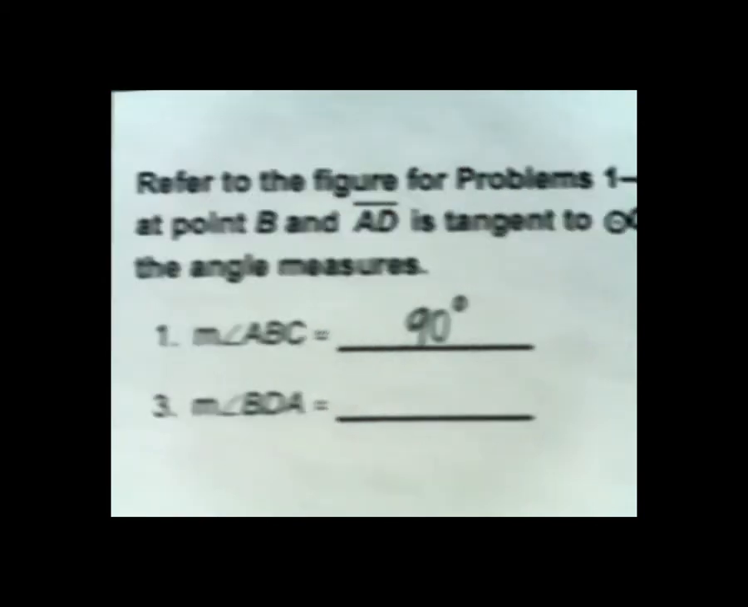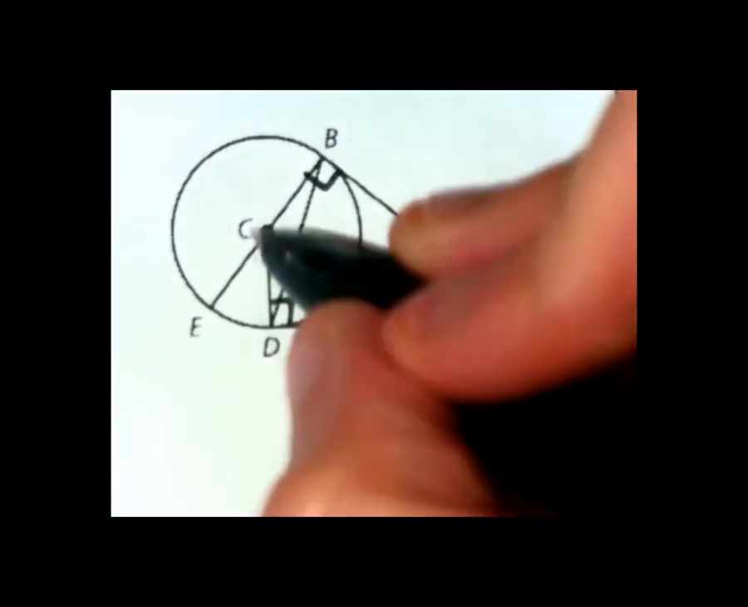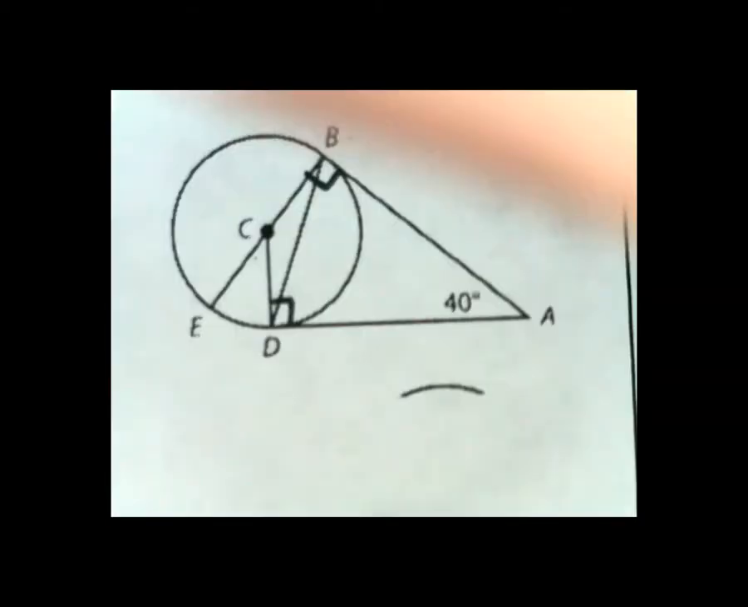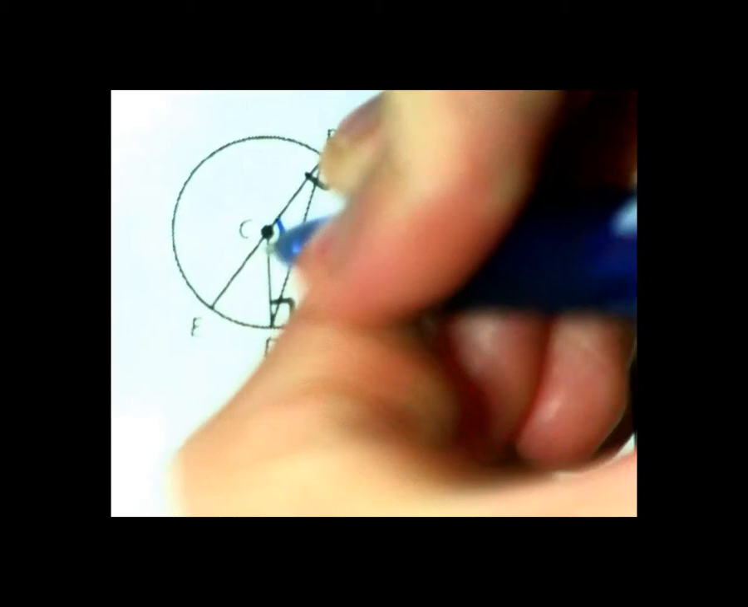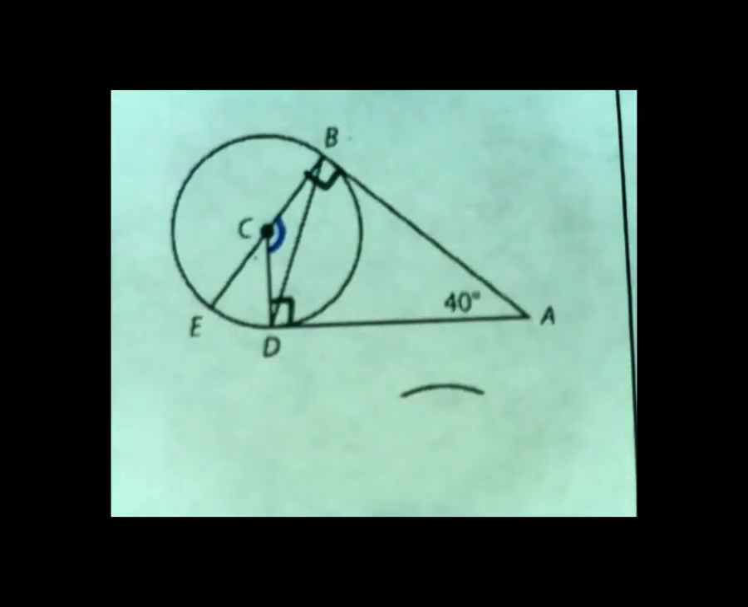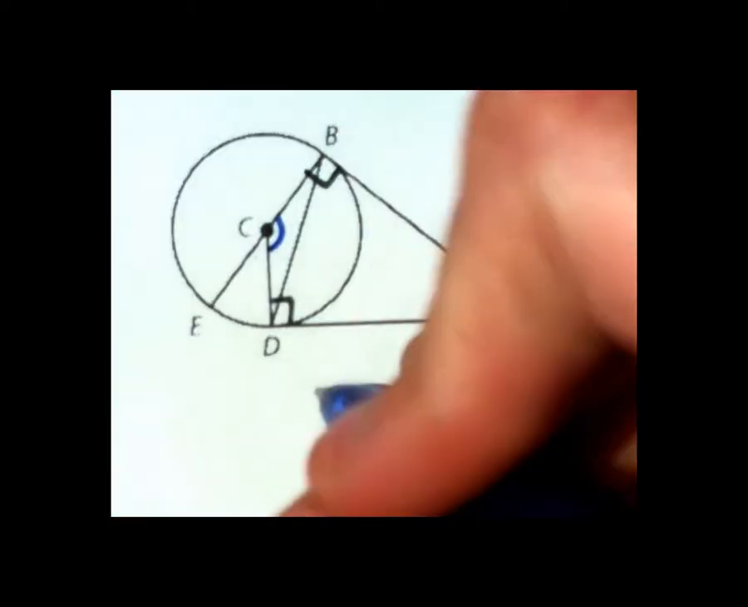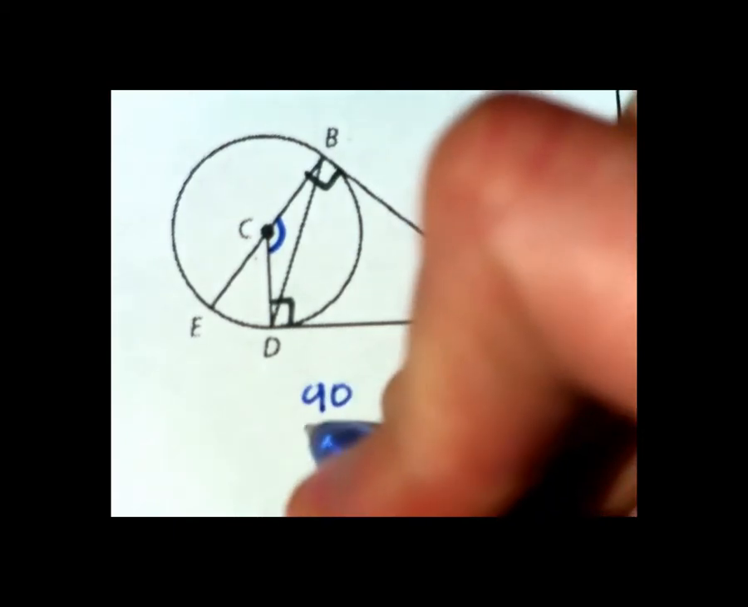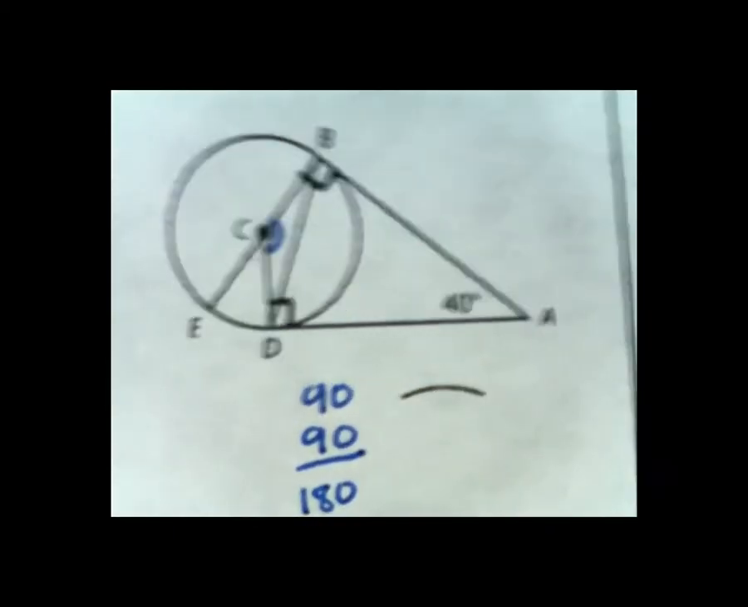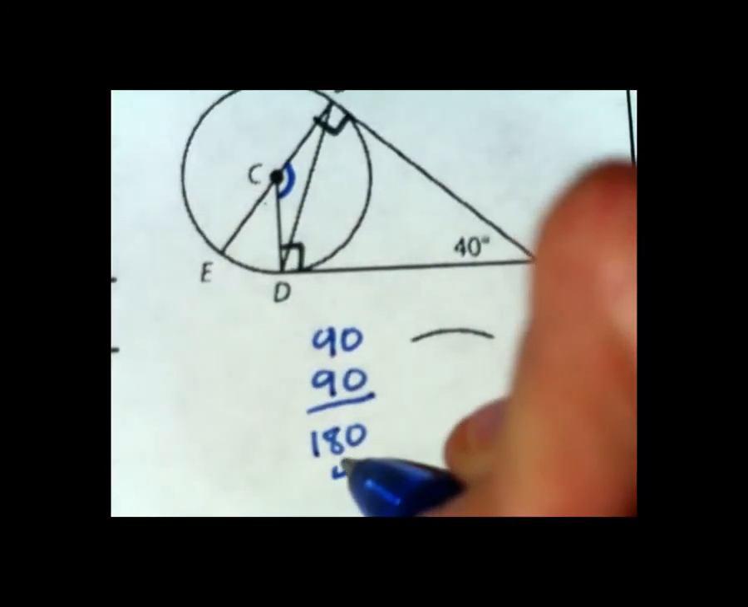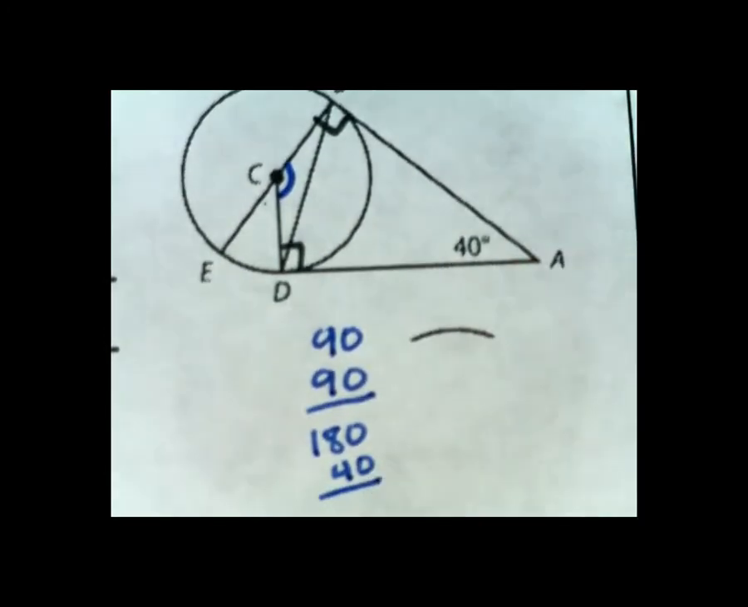This is the one that you guys just said, hey, we could find this one, DCB. I'm going to put a little marker so you know where it is. DCB is right here. How am I going to find that? 90 plus 90 is 180. Then you add 40. Here's what he's doing.